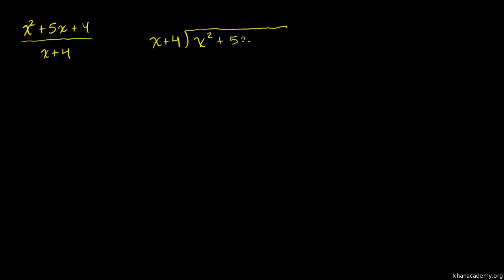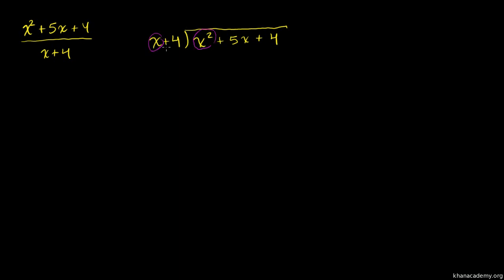They're kind of fun. So let's say that we want to simplify x squared plus 5x plus 4 over x plus 4. So once again, we can do our algebraic long division. We can divide x plus 4 into x squared plus 5x plus 4. And once again, same exact process. Look at the highest degree terms.